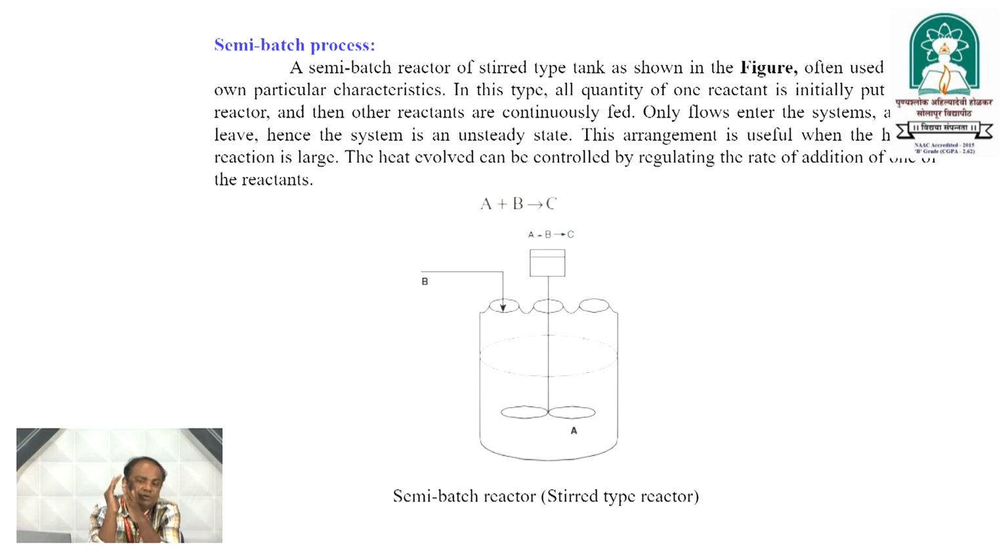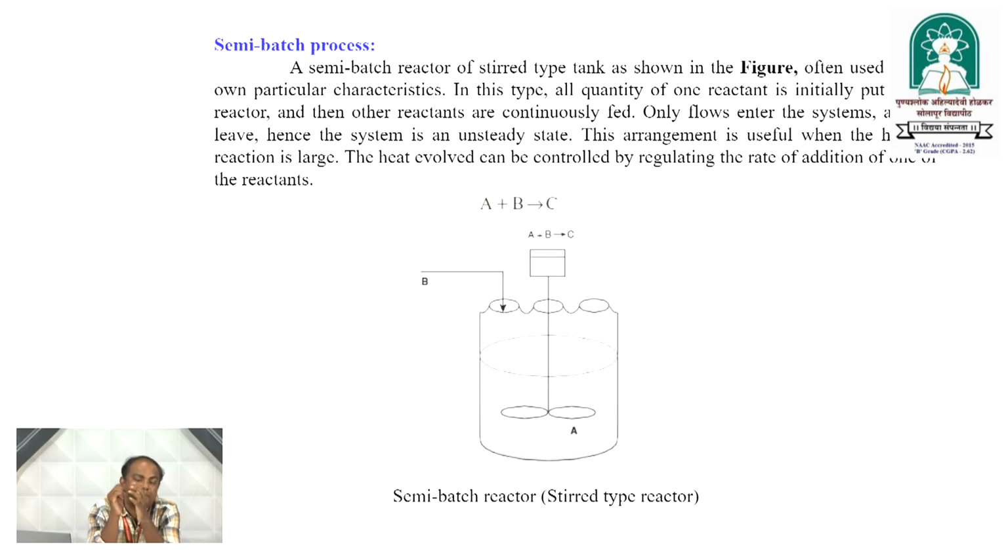Because one of the constituents is kept constant in the system or in the process, and another is allowed to move. That's why we are saying that both reactants in a system are not kept constant or allowed to remain in the process, but one of the reactants is allowed to remain in the process and another is allowed to move through the process. That's why we are calling this process a semi-batch process.